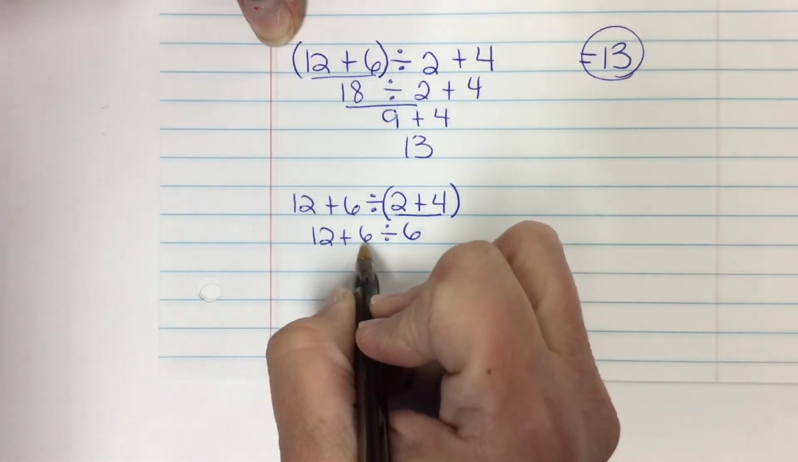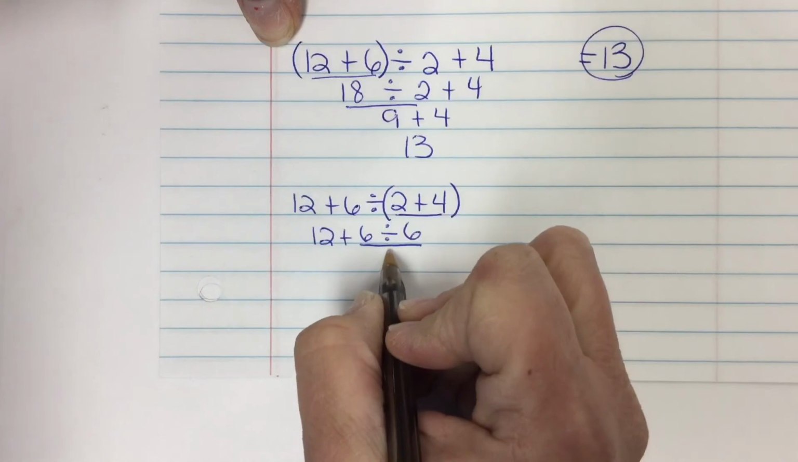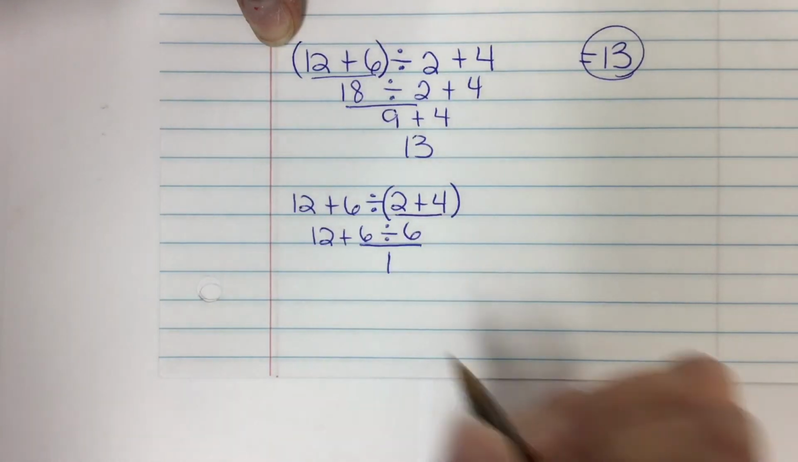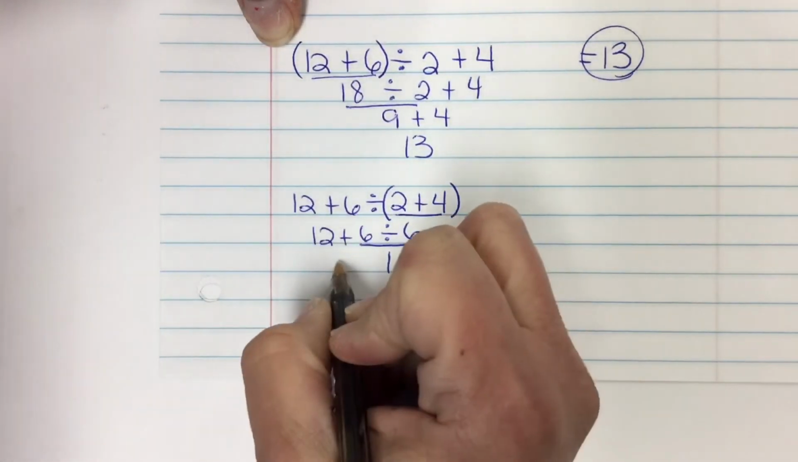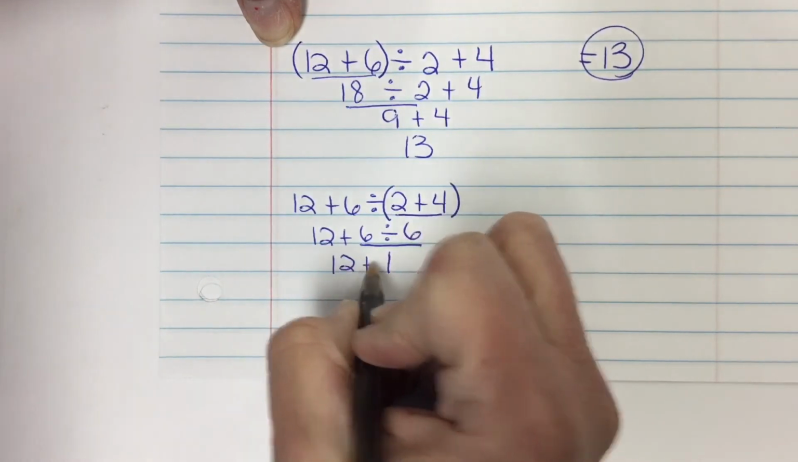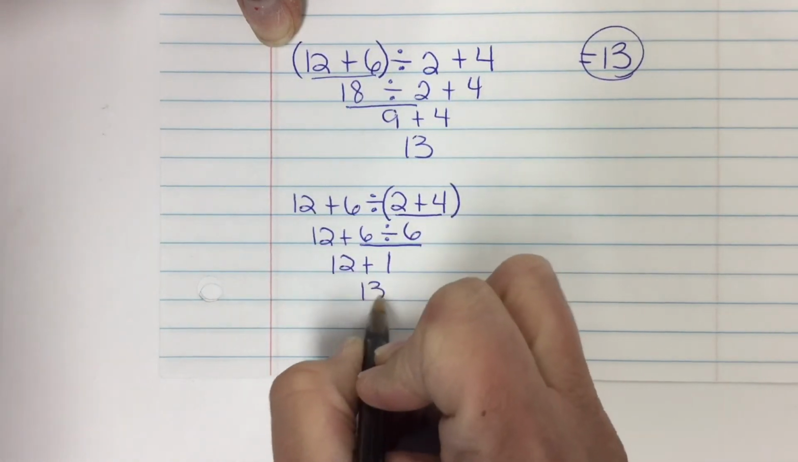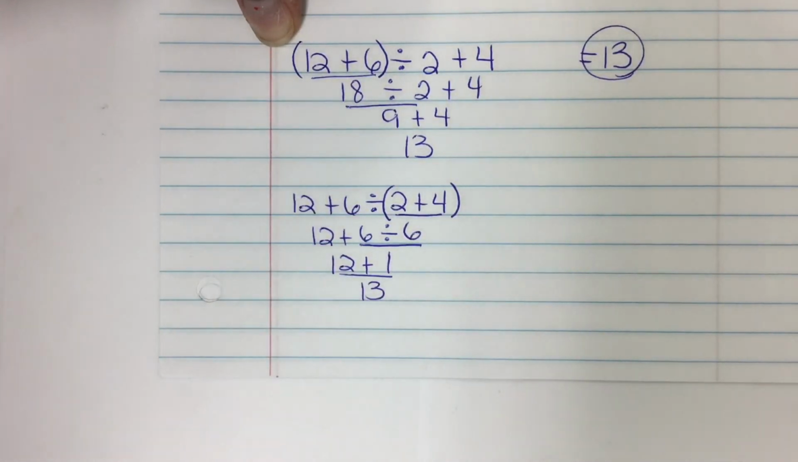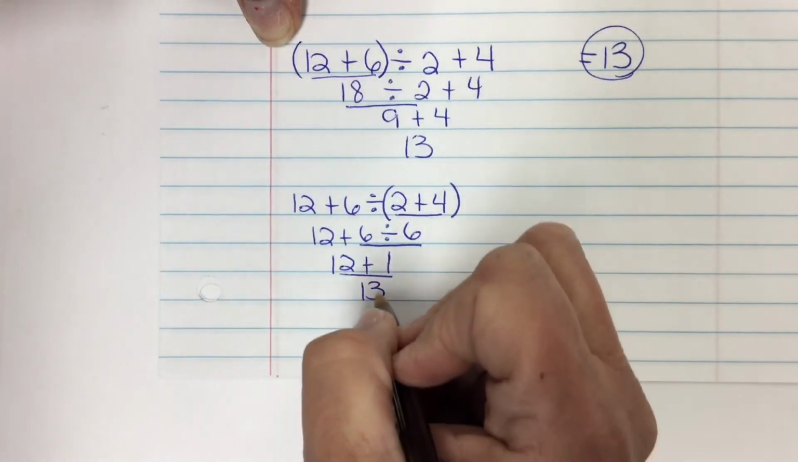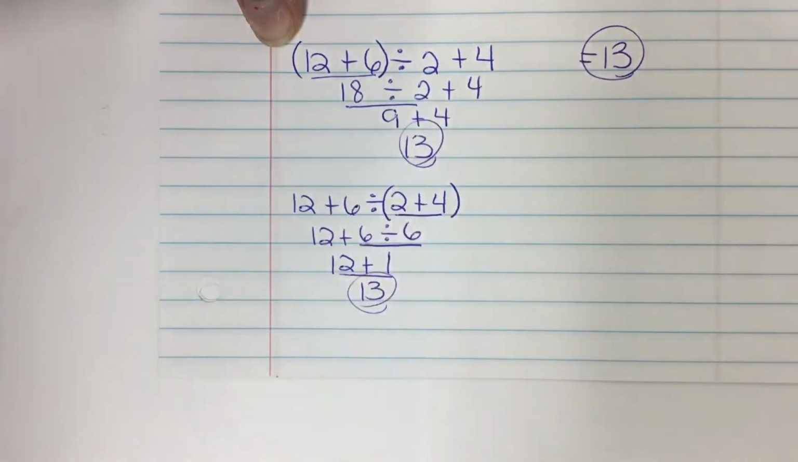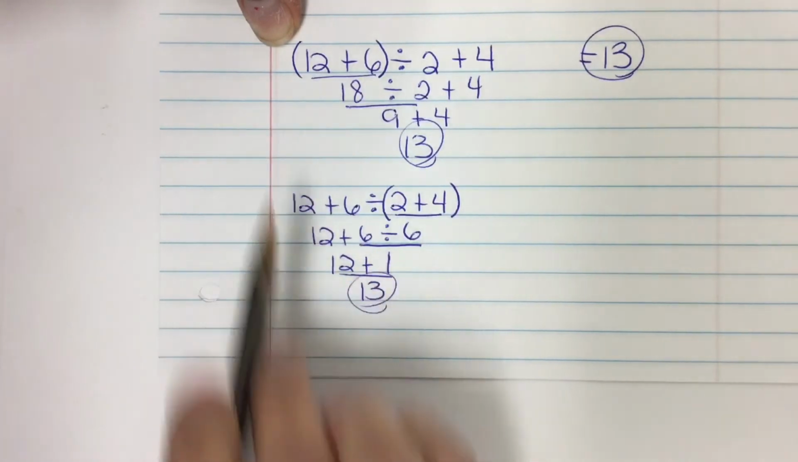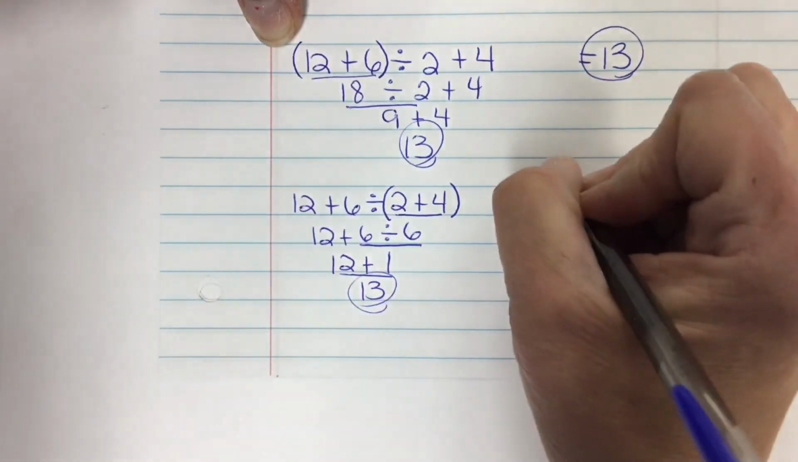Okay, we're going to do the division first. 6 divided by 6 is 1, because 1 times 6 equals 6, right? Bring down the 12 plus 12 plus 1 is 13. So that one also equals 13.